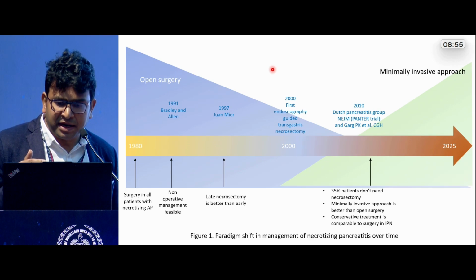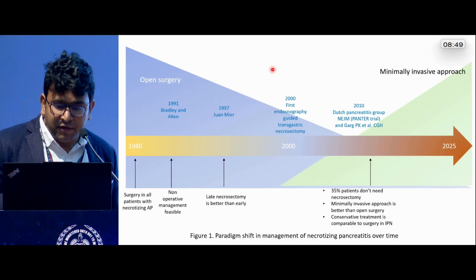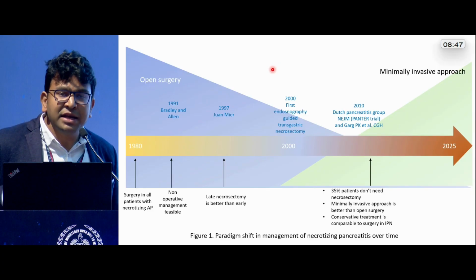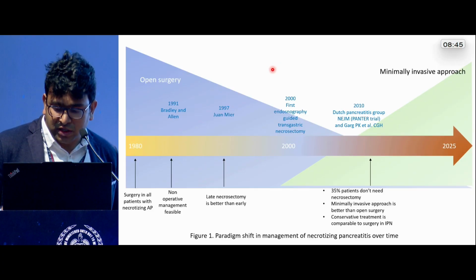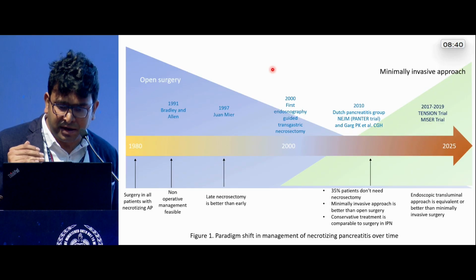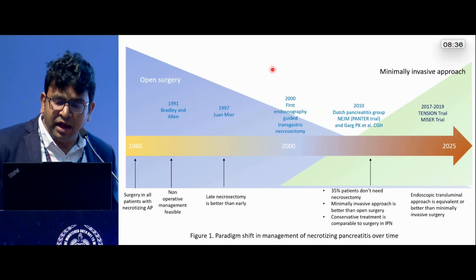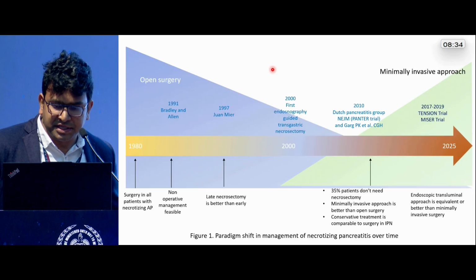the study by the Dutch pancreatitis group, by Professor Gooszen, has shown that 35% of patients don't need necrosectomy even after percutaneous drainage, and that a minimally invasive approach is better than open necrosectomy. And subsequently, the studies by the TENSION trial and the MISER trial have shown the endoscopic approach is equivalent or even better as compared to the minimally invasive surgical approach.